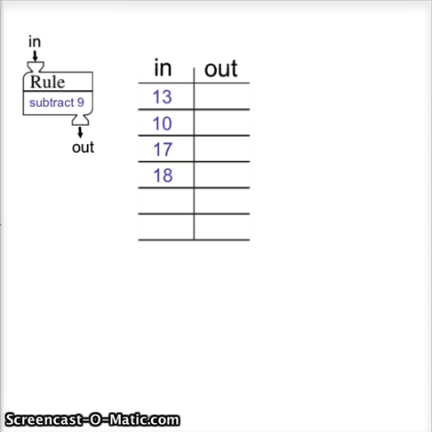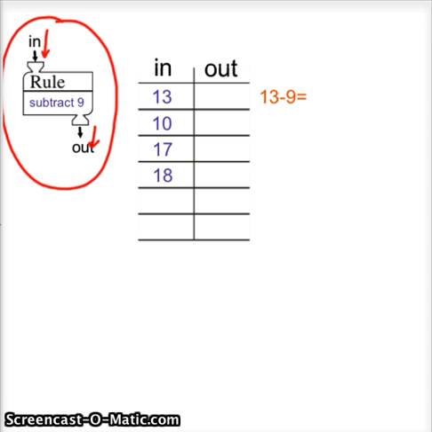This is called a function machine. So this right here is the function machine, and you can see that a number goes in, and the machine will subtract 9 and then send a new number out. So for the first one here, if 13 goes in, we could think of 13, and the rule is minus 9, so a number model we could use would be 13 minus 9, since the rule is subtract 9. And 13 minus 9 equals 4, so the number that comes out is 4.